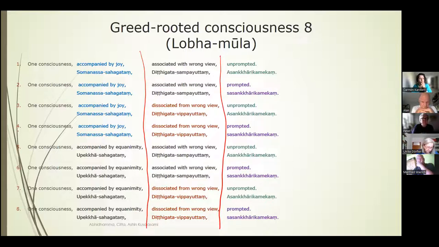The first one is feeling. It's 2 feelings. Joy, 4. Equanimity, also 4. And another one is wrong view: associated with wrong view or dissociated from wrong view. So associated with wrong view 2 and dissociated from wrong view 2. And then unprompted and prompted. So I hope you remember all these 8.